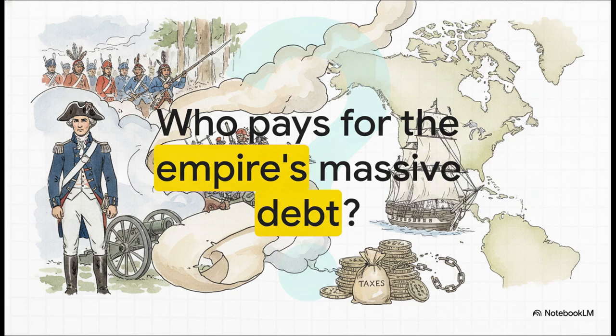But that victory came with an enormous financial cost. And that raised the ultimate million-dollar question: who is going to pay for the empire's massive debt? Britain's answer? The American colonies should foot the bill through direct taxation.